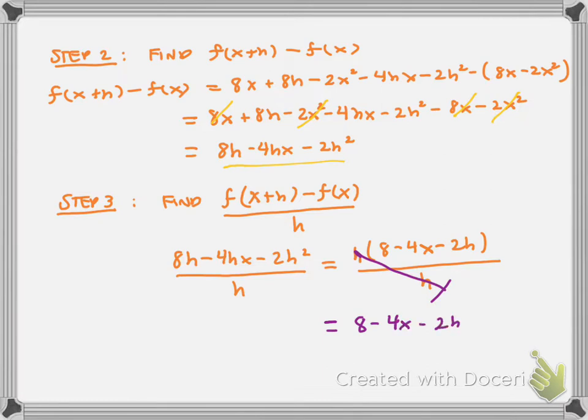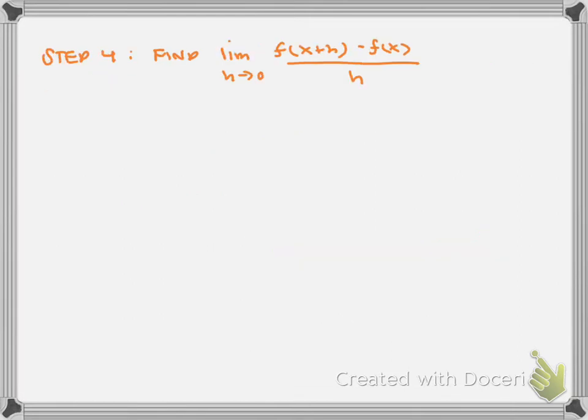And the final step is to bring in the limit. All right, so now we have to find the limit as h approaches 0 of our difference quotient. And this will just equal the limit as h approaches 0 of our final answer in part 3, which is 8 minus 4h. I'm sorry, 4x. Minus 2h. And when h is 0, this term here will go to 0, correct? And so our final answer is 8 minus 4x. So f prime of x, so the derivative of our original function, is 8 minus 4x.